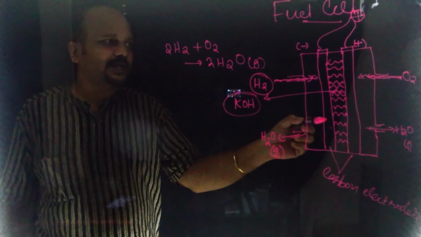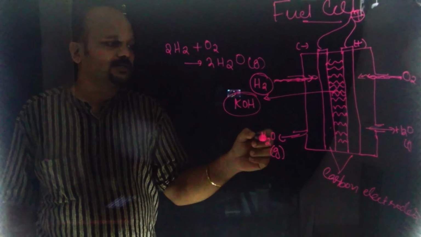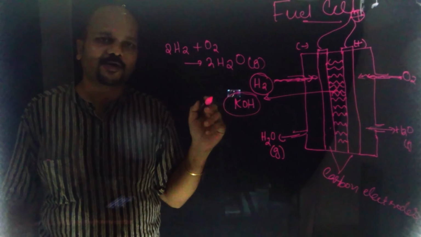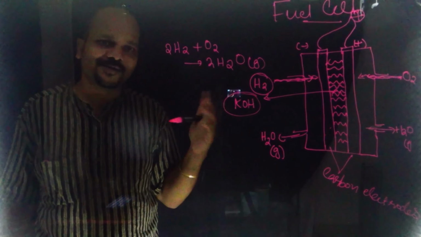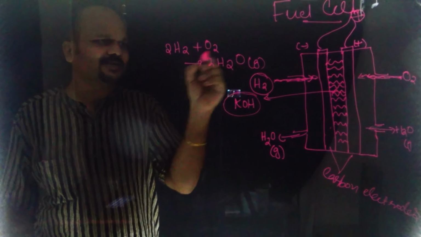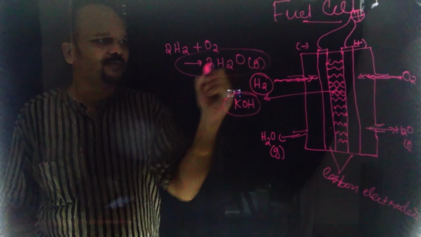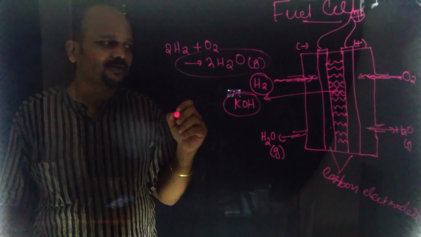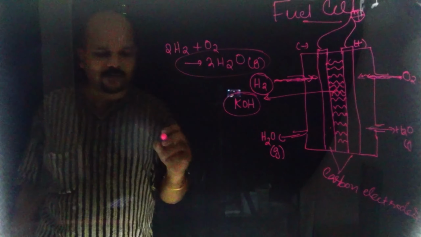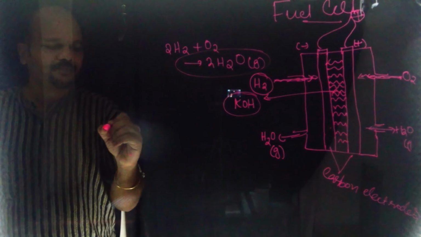Okay. So the reactions, in the negative electrode also, in the positive electrode also, some reactions shall be happening. So these reactions definitely occur, and as a result of that, the water vapor shall be forming. And let's see what is the reaction happening in the negative electrode.